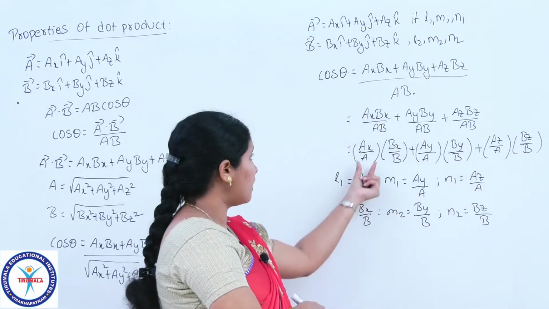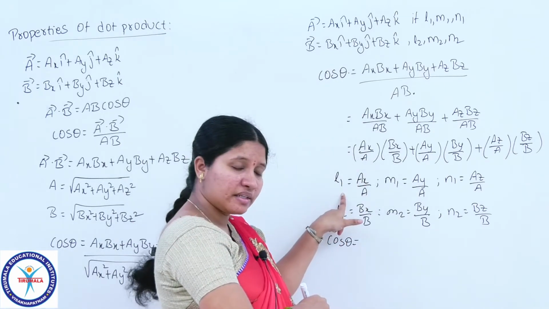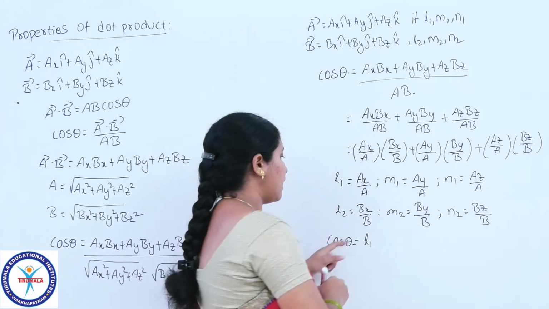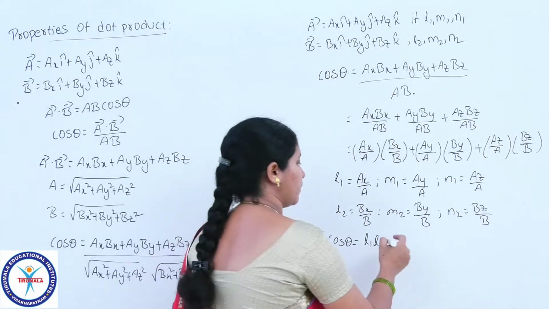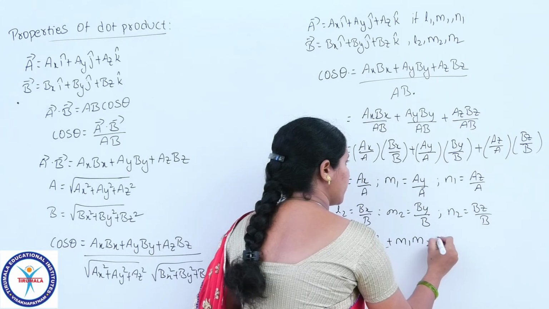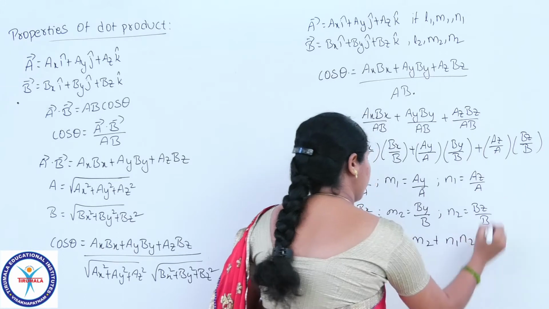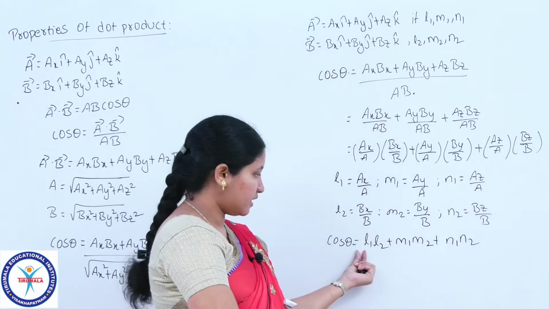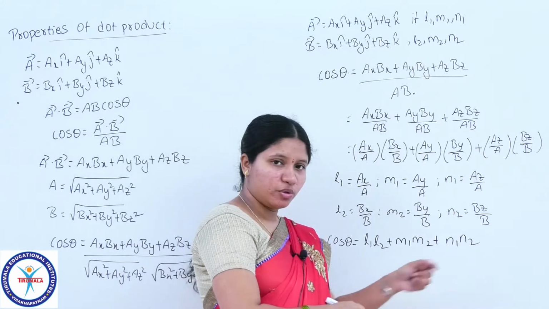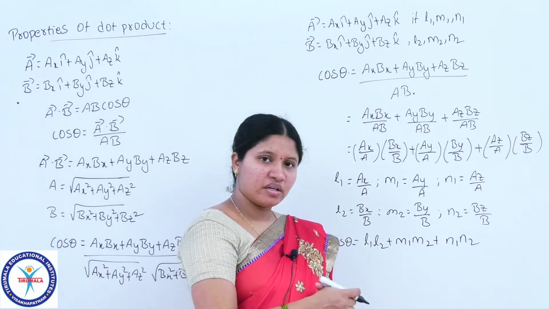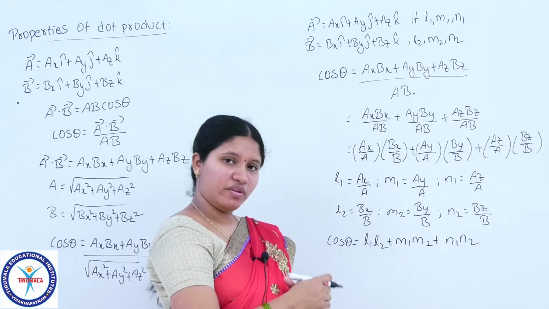So substitute these values here. So cos theta is equal to a·b by ab, where a can be written as L1 and b can be written as L2. So we get cos theta is equal to L1 into L2 plus m1 into m2 plus n1 into n2, where L1 m1 n1 and L2 m2 n2 are the direction cosines for the given vectors.